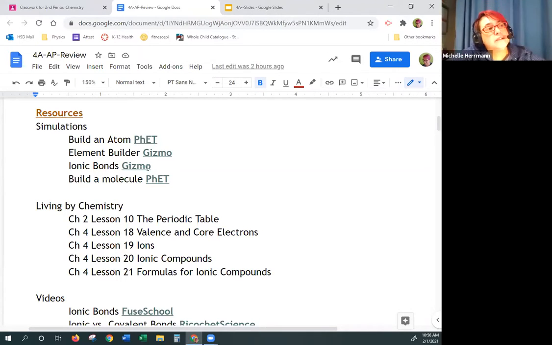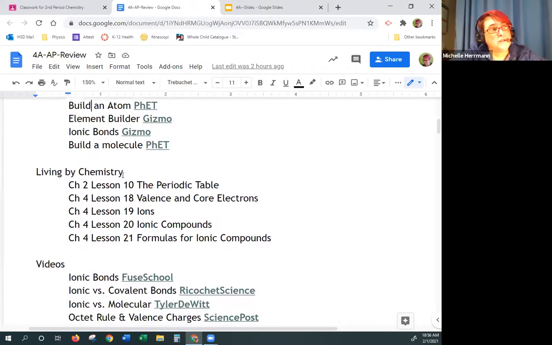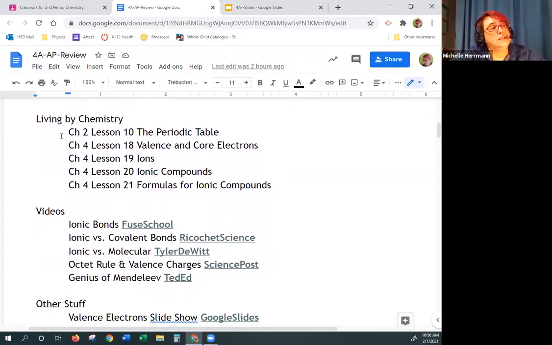We have previously used an online simulation called Gizmo. I found another resource, a physical education tool, I don't remember the name, but it's from the University of Colorado. They have a simulation about building an atom that you can check out, and also one about building molecules. One resource is, of course, our book. I have listed chapter 2, lesson 10 for the periodic table, and then some lessons in chapter 4 about valence and core electrons, ionic bonds, and covalent bonds.